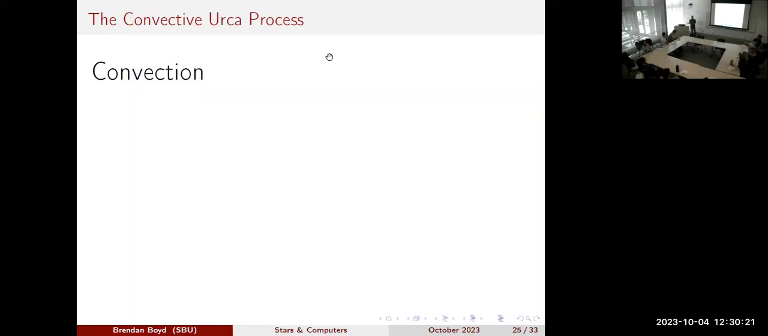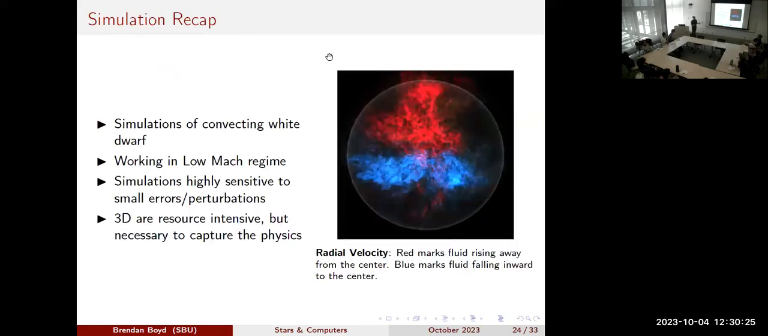All right, so why bother actually looking at this convection? Who really cares?